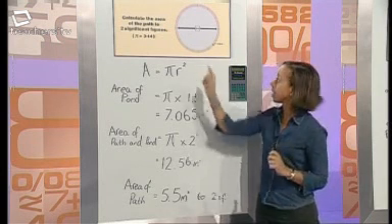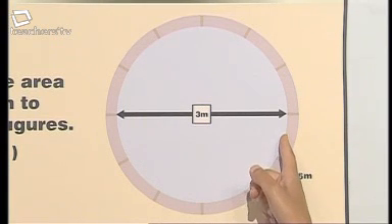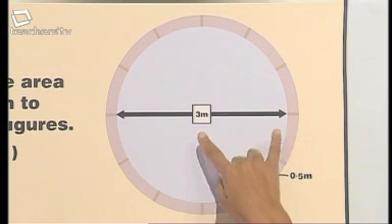If the question gives you the diameter of a circle, you need to half it to get the radius. The other thing to remember is not to round your answers too early. Only round your answer right at the end of the calculation.